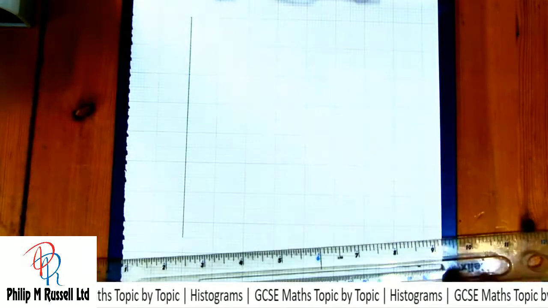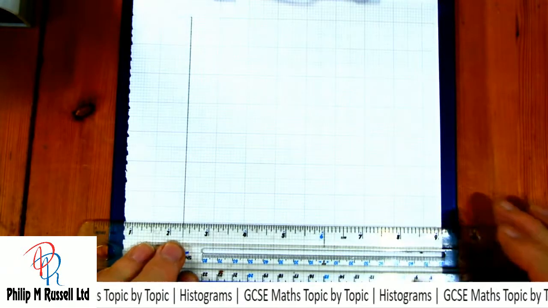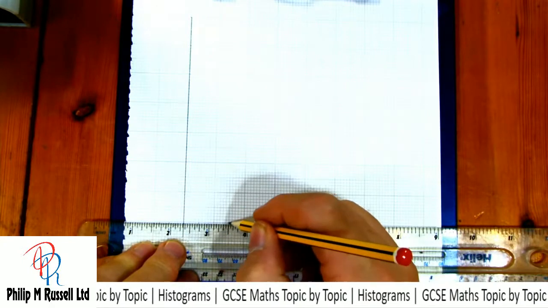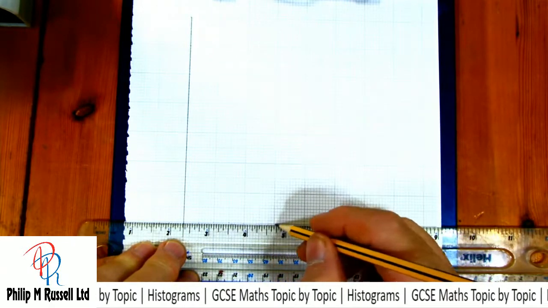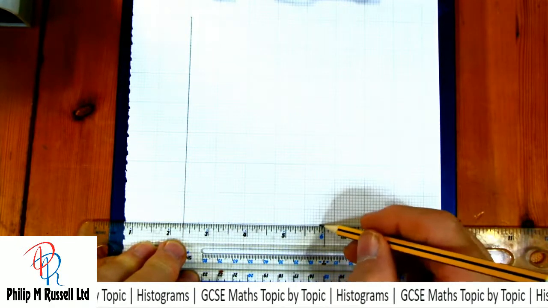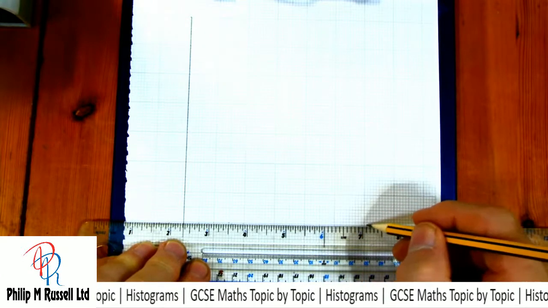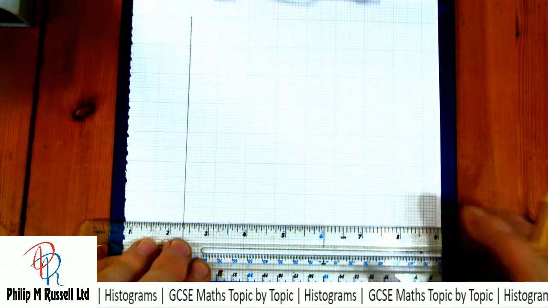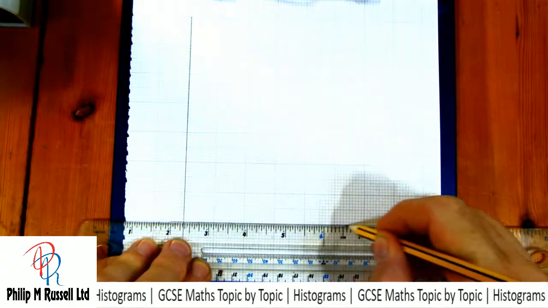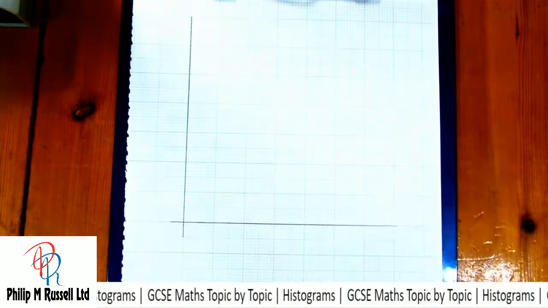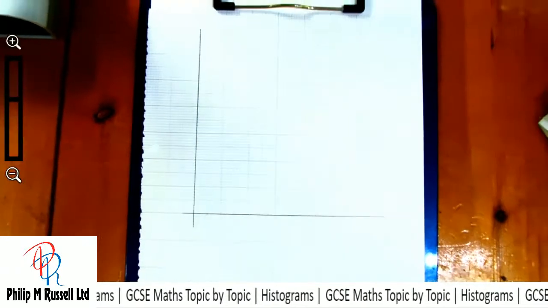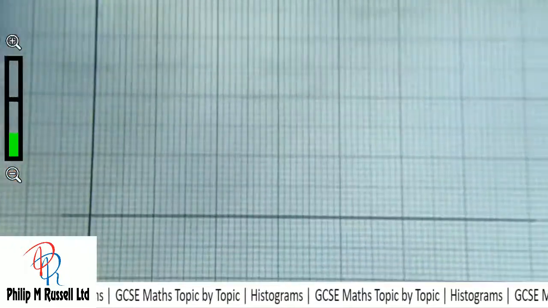Going across, then, if I say this is going to be 25, 30, 35, 40, 45, 50, 55, 60, 65, 70, 75, 80. So we've got enough space here to do that. Right, let's go in and put some data in.